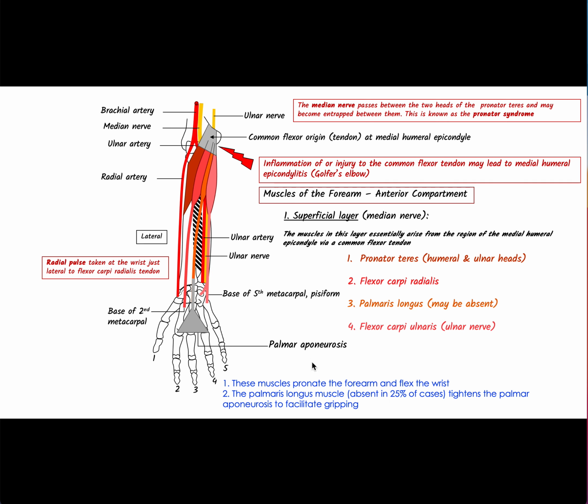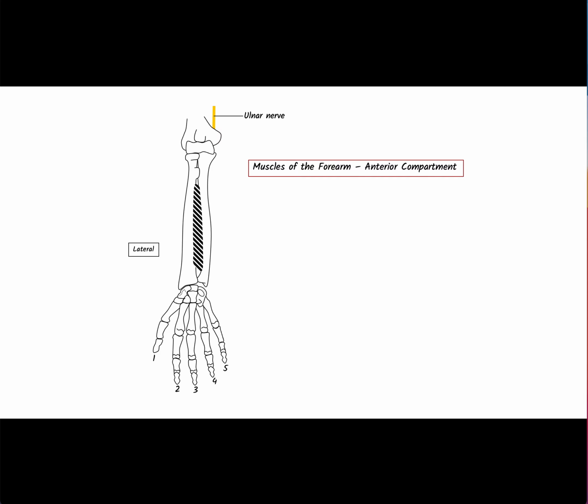Now the actions produced by these muscles. These muscles pronate the forearm and flex the wrist. Who pronates? Pronator teres. And who flexes? The flexor carpi radialis and flexor carpi ulnaris. Palmaris longus, its job is just to stretch the palmar aponeurosis. Now we have talked about the first layer. Now let's look at the intermediate layer.